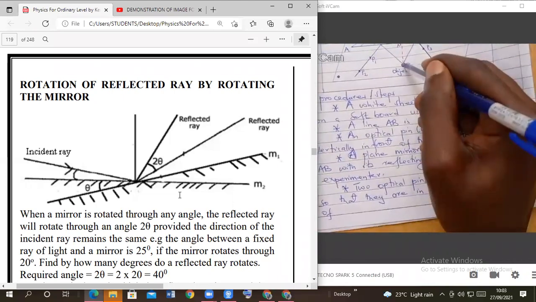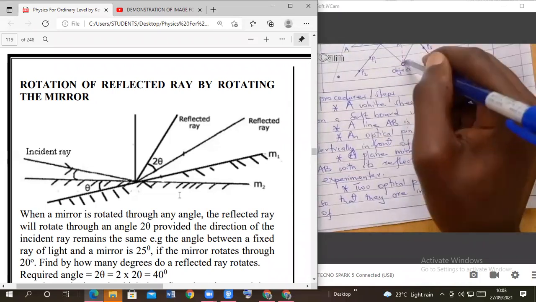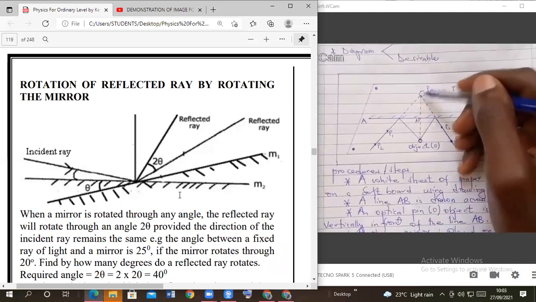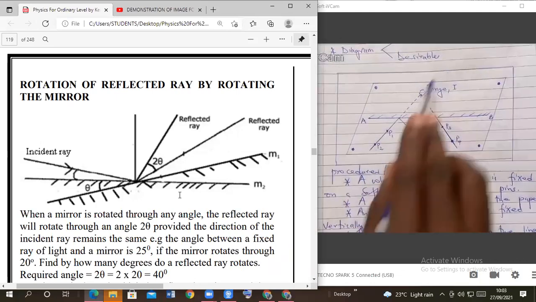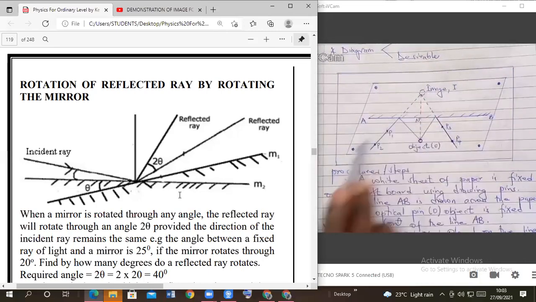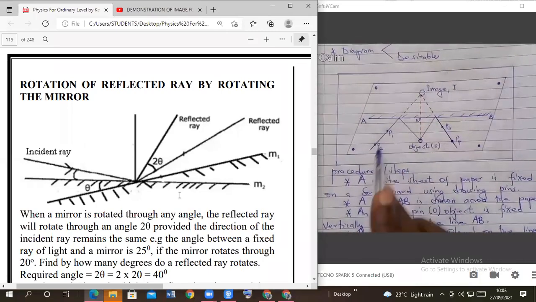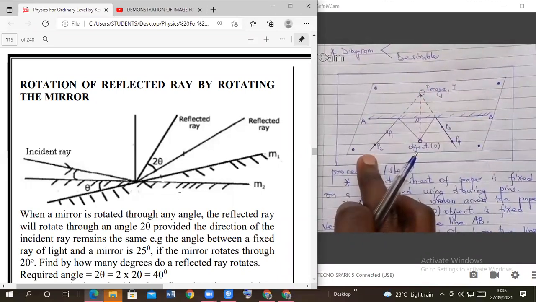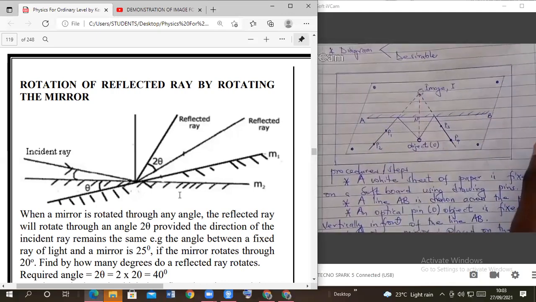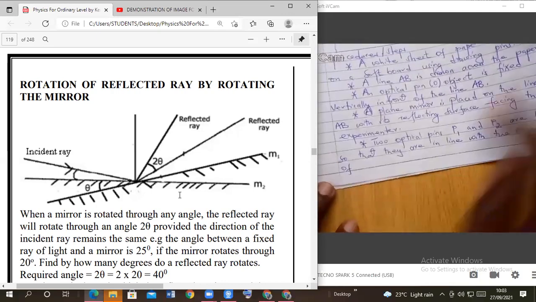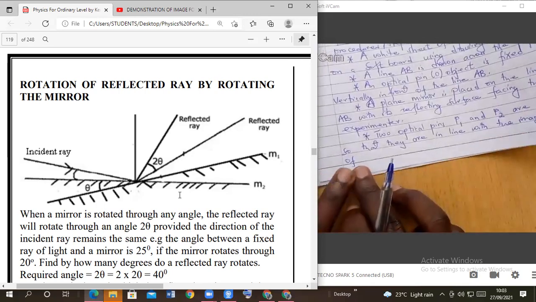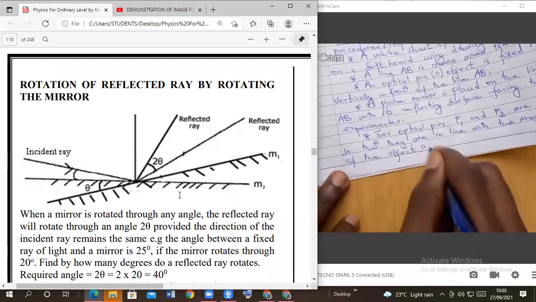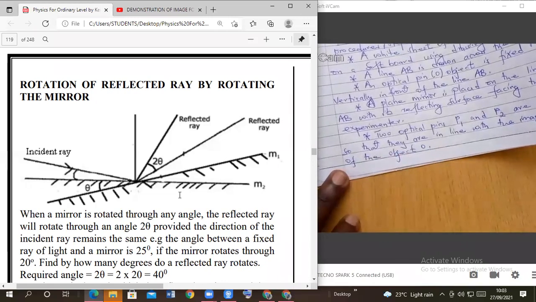That's why we had to first fix this. Now, when you are fixing this pin, the image of this object will be formed behind there, not so? So when you are fixing these pins, you look through the mirror. Then you fix P1 and P2 so that they appear to be in line with the image of the object O. Okay?